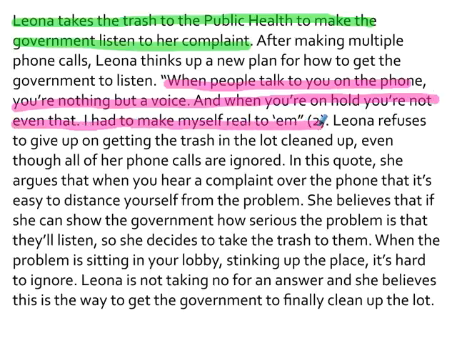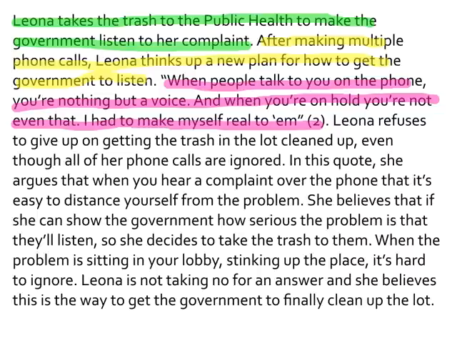So what do you as the reader need to know to understand this evidence? Well, I was thinking that maybe you need to know that Leona has actually made a ton of phone calls already. So I wrote this sentence. After making multiple phone calls, Leona thinks up a new plan for how to get the government to listen. It's what you need to know to understand this quote. It's the context of the quote.